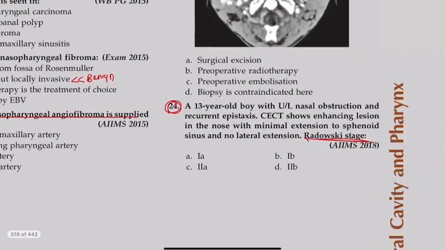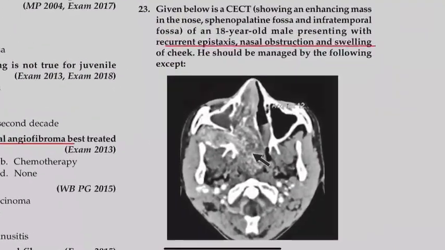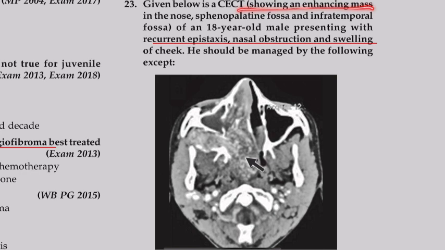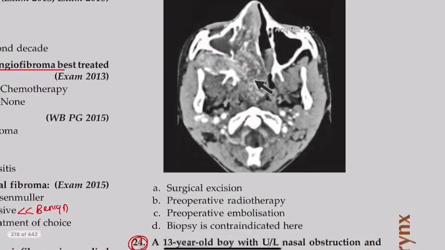So the next question is, given a CT showing an enhancing mass in the nose, sphenopalatine foramen, and infratemporal fossa in an 18-year-old male presenting with recurrent epistaxis, nasal obstruction and swelling of the cheek. It should be managed by which of the following steps? Here, as you can see, the posterior wall of the maxillary sinus is being pushed forward, that is the Holman-Miller sign. It should be managed by all except surgical excision.